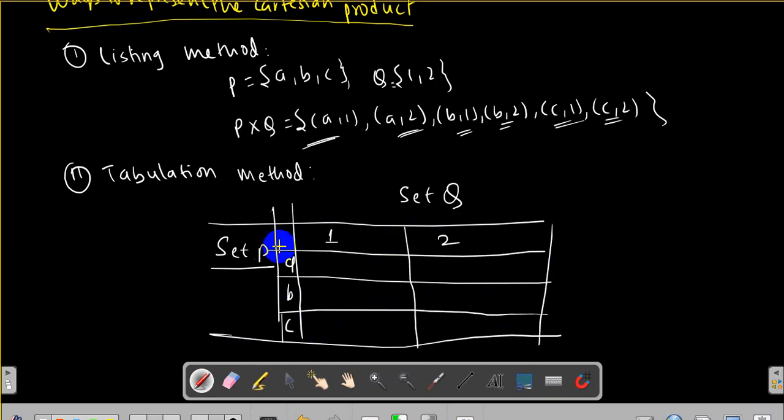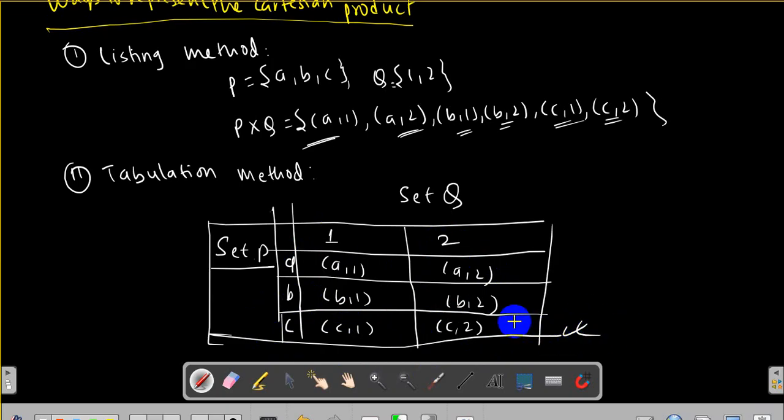Now, this side denotes the elements of set P and this side denotes the elements of set Q. Now, we are finding P cross Q, so we have to pair up these elements. A and 1 becomes (A, 1). A and 2 becomes (A, 2). B and 1 becomes (B, 1). B and 2 becomes (B, 2). C and 1 becomes (C, 1). C and 2 becomes (C, 2). In this way we can find the ordered pairs using a table, and this process is called the tabulation method.